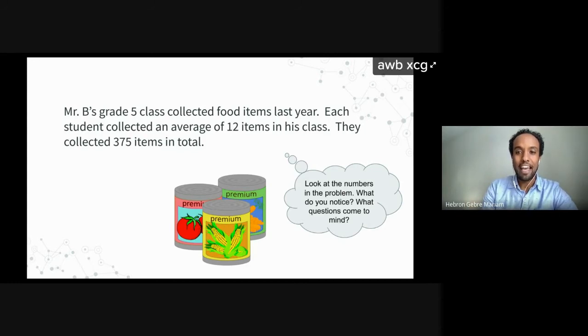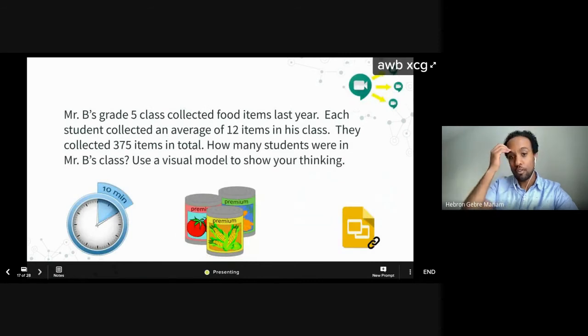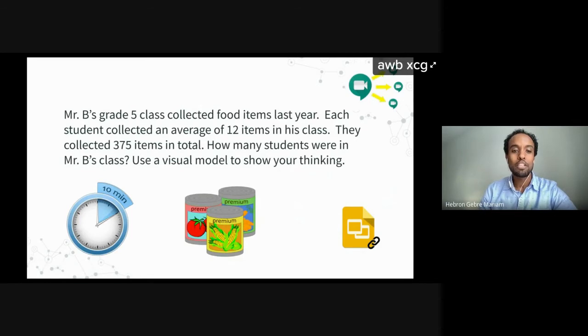I'm going to read that again. If you pop over to, oh, I'm actually sharing anyway. So Mr. B's grade 5 class collected food items last year. Each student collected an average of 12 items in his or her class. They collected 375 items in total. How many students were in Mr. B's class? Use a visual model to show your thinking.